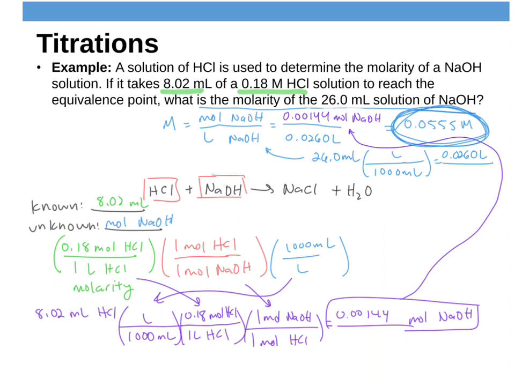So this isn't really all that different than stoichiometry problems that you've done before. The biggest difference is that you're going to start with a volume and then you're going to end wherever you end. It might be that someone asks you for moles, it might be someone asks you for molarity or for grams or whatever the context is. You just would add another conversion factor if you needed it.